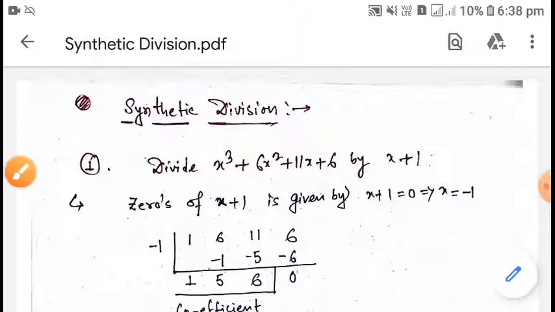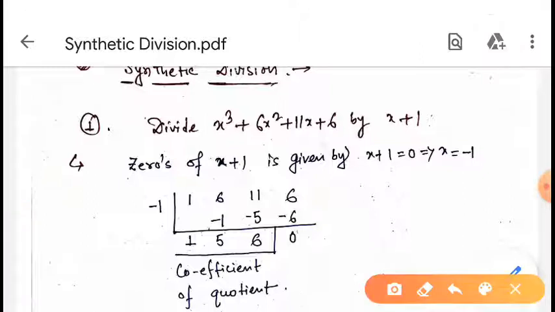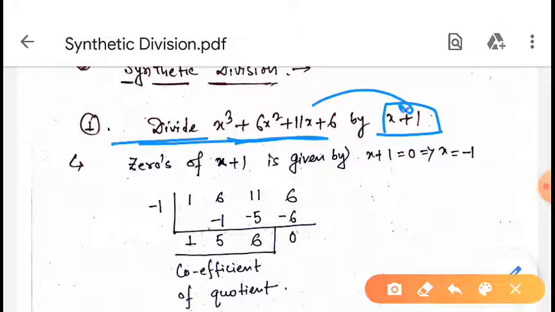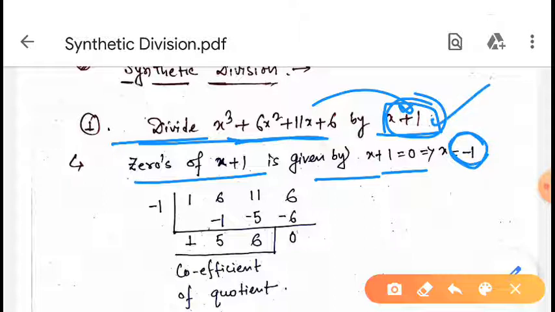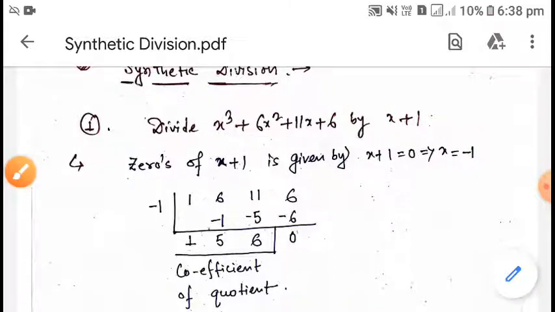Before starting this, you always need to know how to find the zeros of a polynomial. Here is the first question: divide x cubed plus 6x squared plus 11x plus 6 by x plus 1. So here we have two polynomials: one is this polynomial and the other looks like its factor. As in the usual method, you need to find the zeros of this factor. So how do we find the zeros? The zero of x plus 1 is given by x plus 1 equals 0, which implies x equals minus 1. So minus 1 is the zero of x plus 1, as you all know.